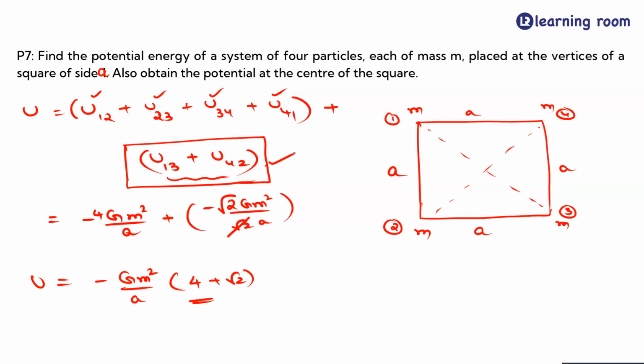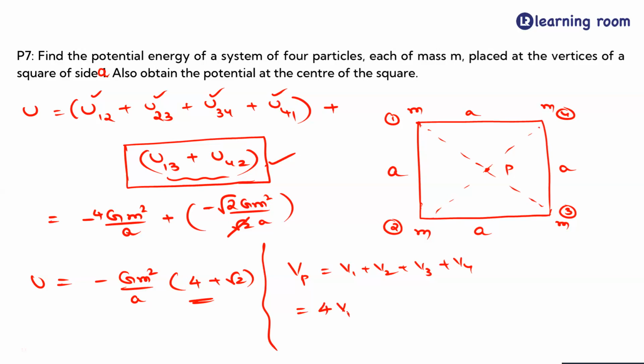So what about the potential at the center of the square? If I take the center of the square to be P, what is going to be the potential at the center of the square? Potential at the center of the square will be V1 plus V2 plus V3 plus V4. So what will it be? That will actually be 4 times V1.